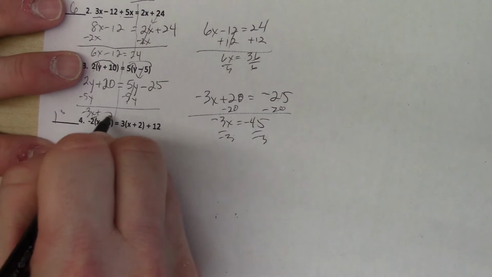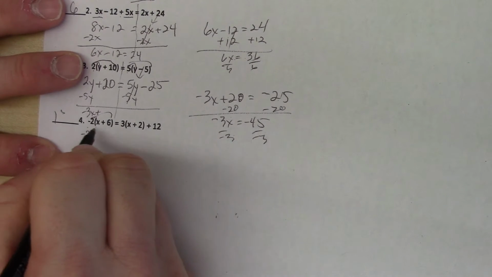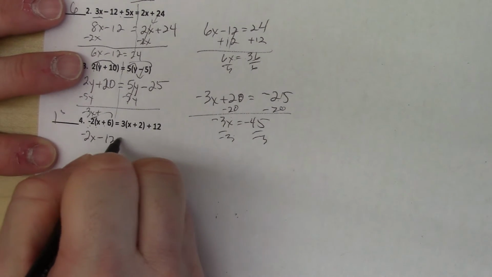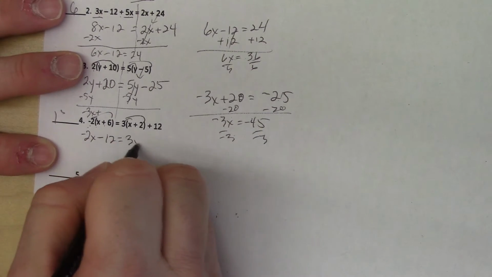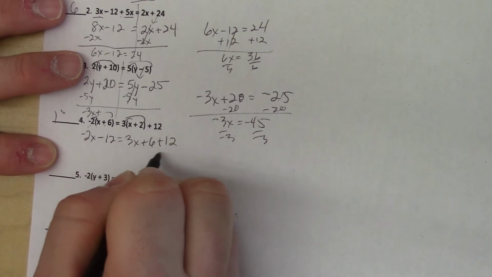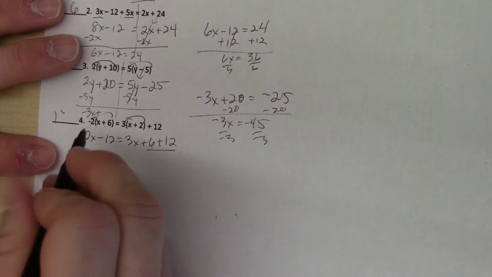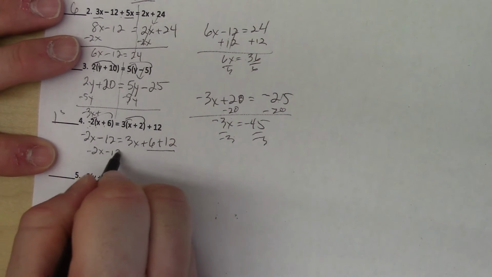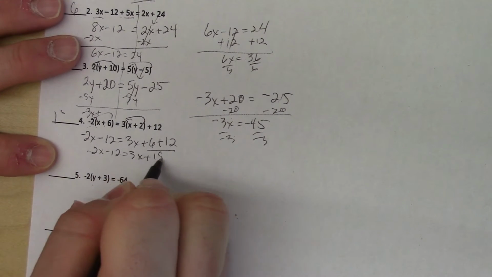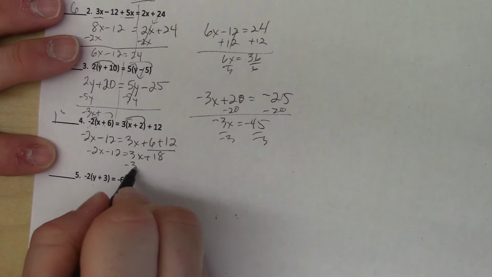We're going to distribute first. A negative times x is negative 2x, and negative times a positive is a negative 12. Distribute my 3 here. Then, like the last problem, I need to combine some like terms here first. So negative 2x minus 12 equals 3x plus 18. And do the opposite of this x term first.